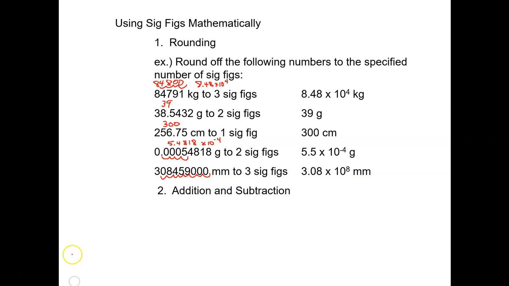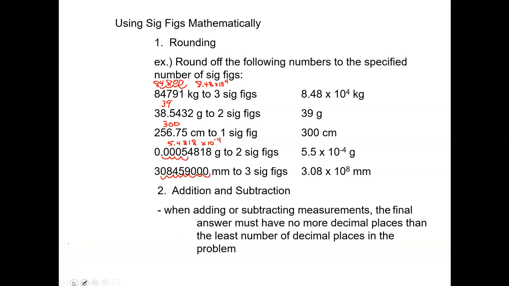Okay. Now, let's talk about what happens when you mathematically take measurements and you have to add or subtract them together. Here's the rule. The rule is when you're adding or subtracting measurements, the final answer can have no more decimal places than the least number of decimal places in the problem. So I want to take 258.3 kilograms and add it to 257.11 kilograms, and then add that to 253 kilograms.